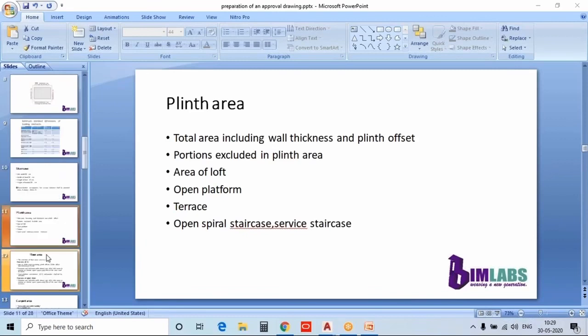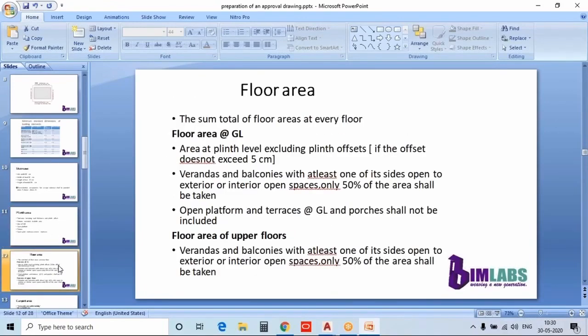Next, after calculating the plinth area, you have to calculate the floor area. We have to mention both the plinth area and the total floor area in the approval drawing's title block. First, you have to calculate the plinth area including the wall. The floor area at ground level is the area at the plinth level excluding plinth offsets if the offset does not exceed 5 centimeters. That is, if your plinth offset does not exceed 5 centimeters, you do not need to take the plinth offset, only up to the outer wall.